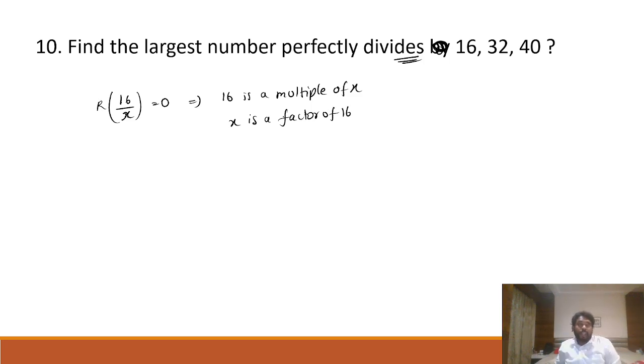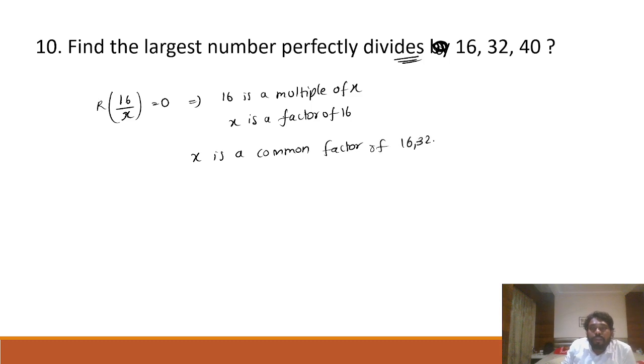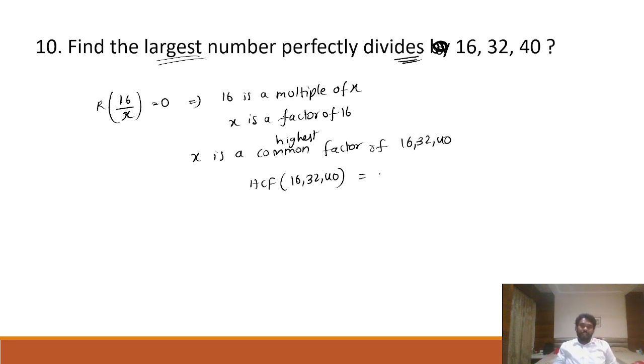So that means the same number x divides 32 and 40 also, and you are getting remainder 0, which means x is a common factor of 16, 32 and 40. In that, many common factors will be there. But in that I need the largest, which is nothing but the highest common factor. So you need to calculate HCF of 16, 32 and 40. Clear? Here you can see HCF of 16, 32 and 40 is 8.